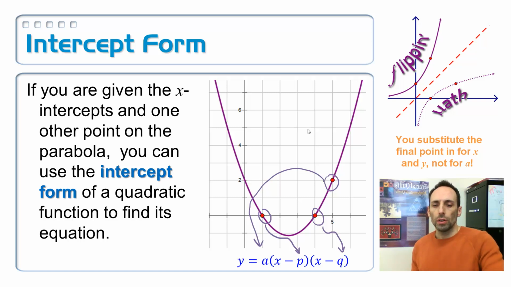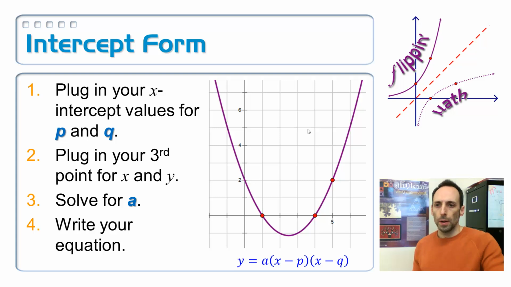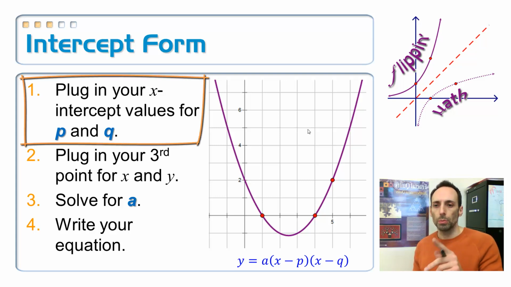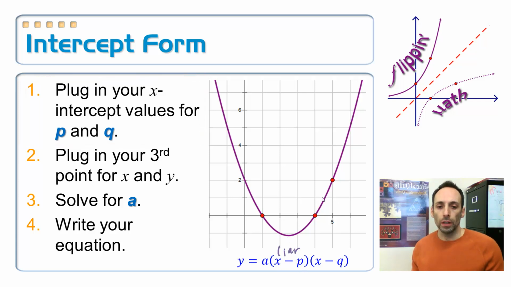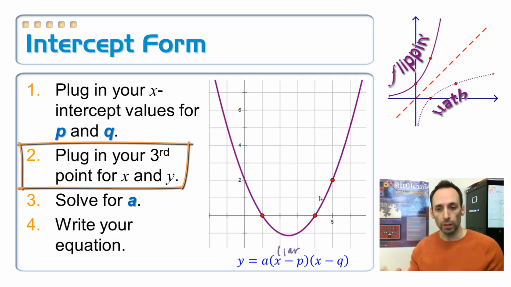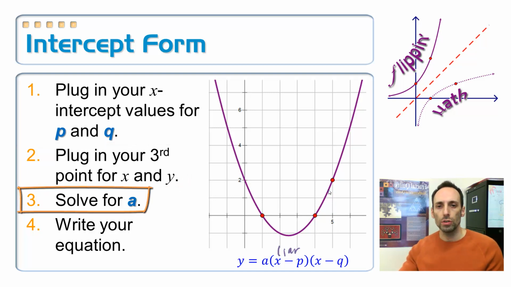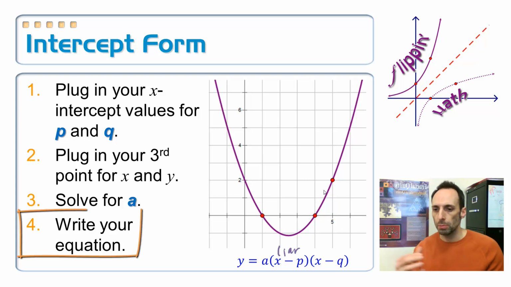Okay, so here are the steps involved in doing that. Step one, plug in your x values into the intercepts, the p and the q. Now make sure that you remember that these things are liars. So this number is positive 1. When I put it in parentheses, it'll be x minus 1. Keep that in mind. Step two, plug in the third point in for x and for y. Step three, solve that new equation for a, and then finally reassemble the whole equation and write down your final answer.